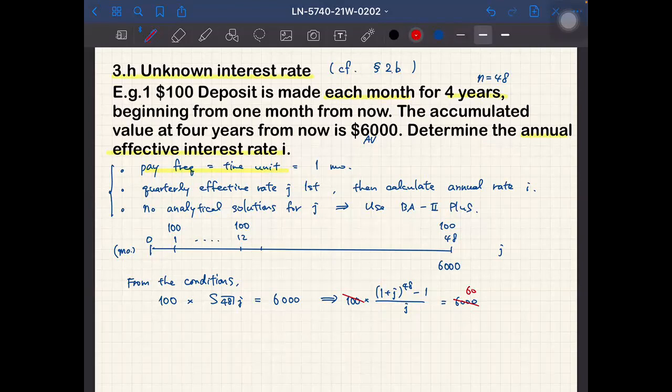But anyway, this is the equation of J, and the degree is 48. So we cannot really solve it by hand. It is a 48th degree equation for J, with no analytical solution for J.